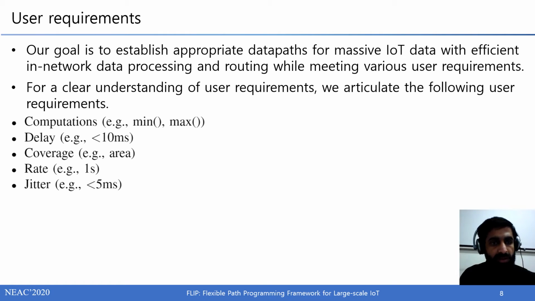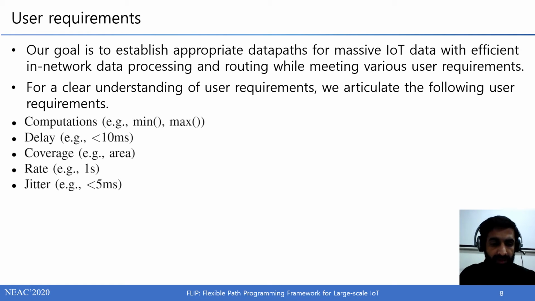Our goal is to establish appropriate data paths for massive IoT data with efficient in-network data processing and routing while meeting various user requirements. For a clear understanding of the user requirements, we articulate the following. So these are the requirements that we have incorporated into Flip. The first one is computation. Computation is a crucial user requirement for in-network data processing to reduce the number of IoT data packets and relieve burden from the server cloud side.